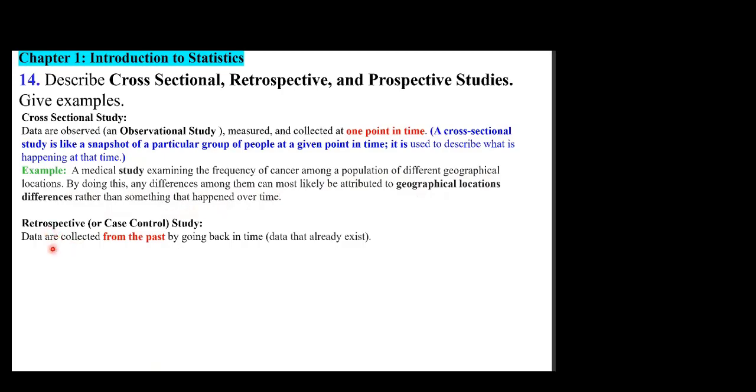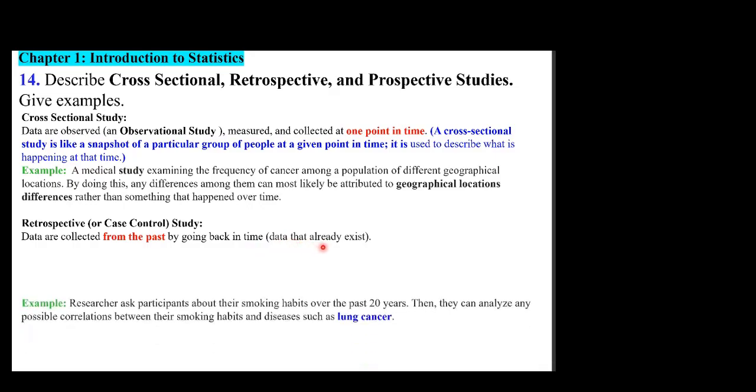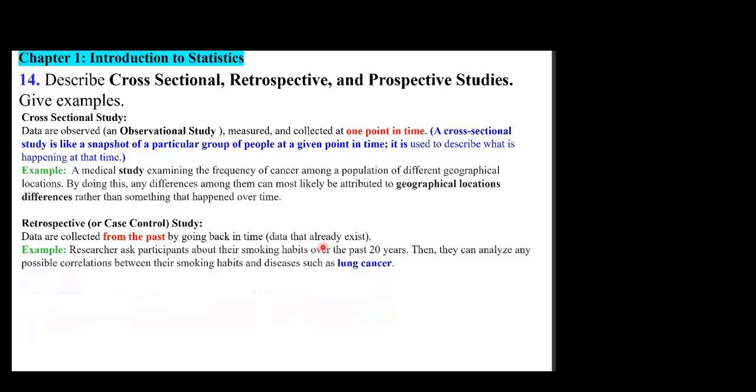Retrospective study: data are collected from the past by going back in time, data that already exist. Example: researchers ask participants about their smoking habits over the past 20 years. Then they can analyze any possible correlation between their smoking habits and diseases such as lung cancer.